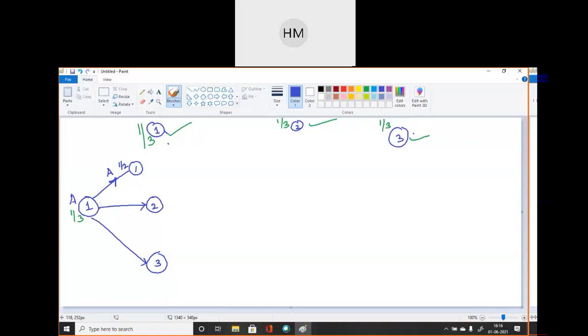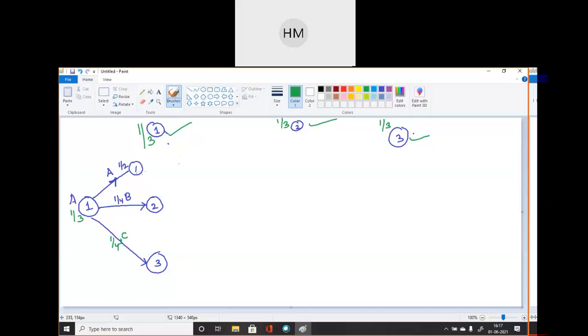Okay, students, what symbol is produced from node 1 to node 2? Which symbol gets produced? Please write it down in the chat box, from the diagram. Yes, symbol B is produced, with probability 1 by 4. Then from node 1 to node 3, symbol C is produced with probability 1 by 4. Clear? Now we are moving to the next step.